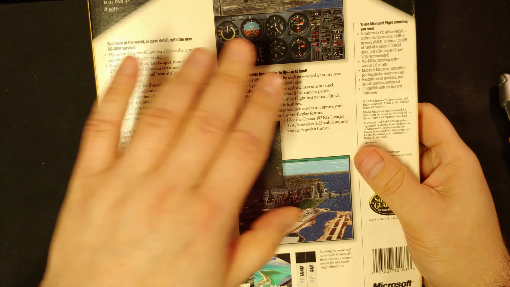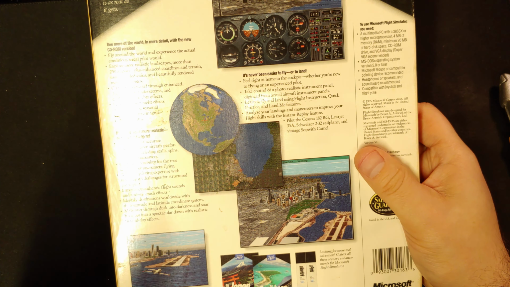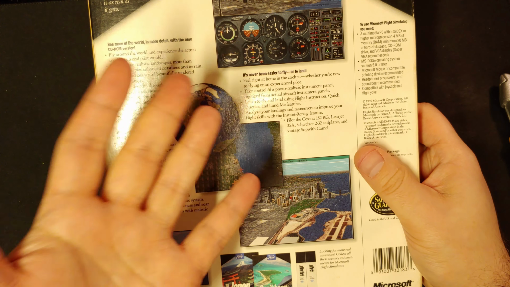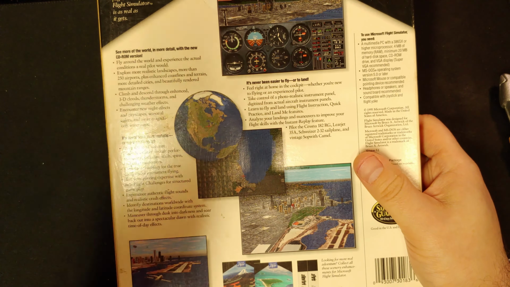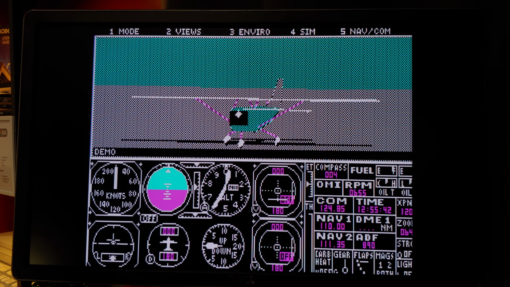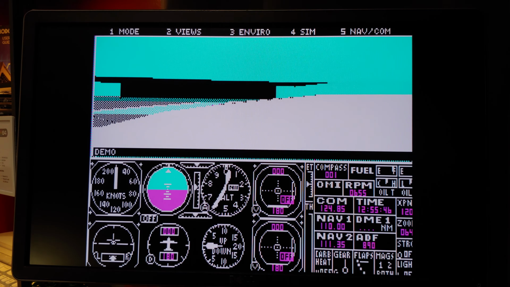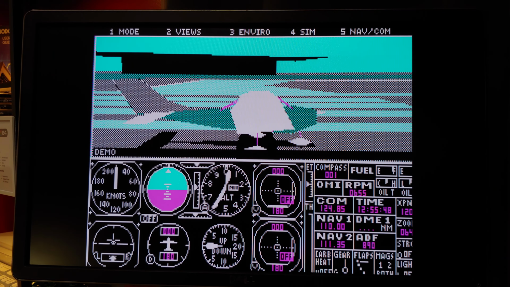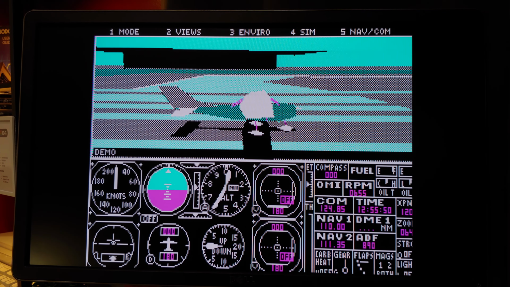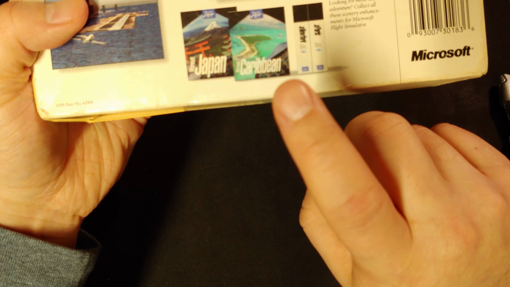And as you can see on the back here, this is probably one of the earliest examples of a more realistic flight sim, whereas what I showed off during my IBM 5150 series was Flight Sim 2, not very advanced looking. I mean, it was CGA graphics, so what do you expect? But this also had additional scenery packs you could order.